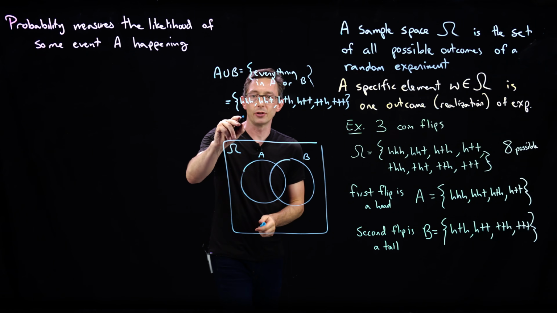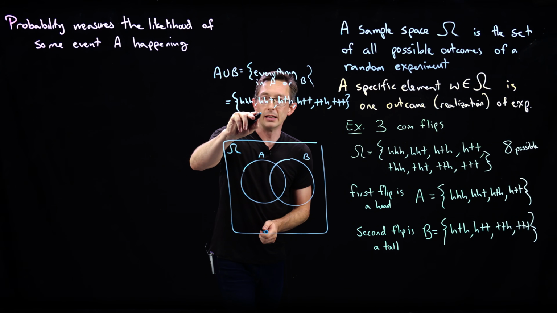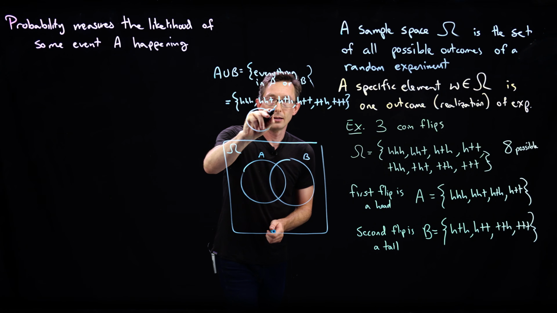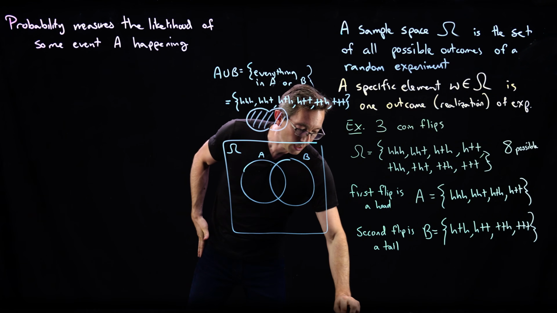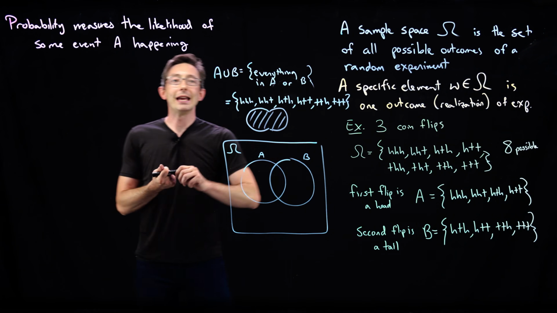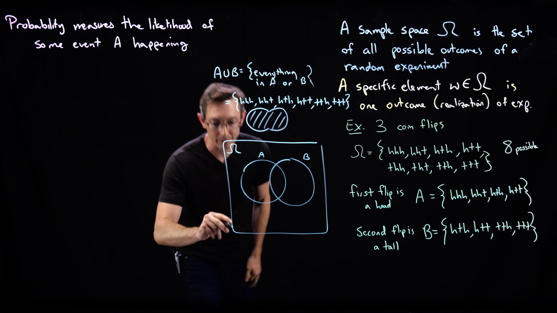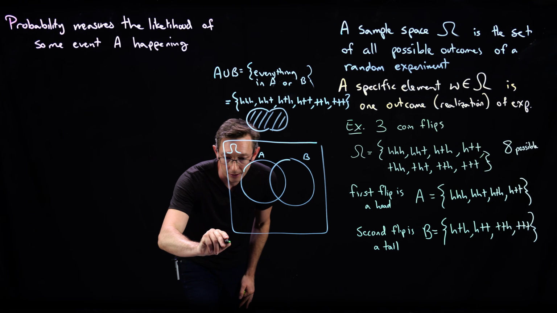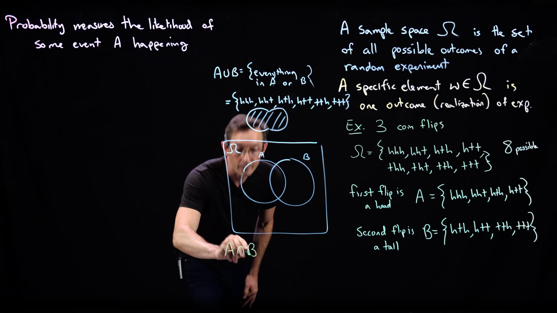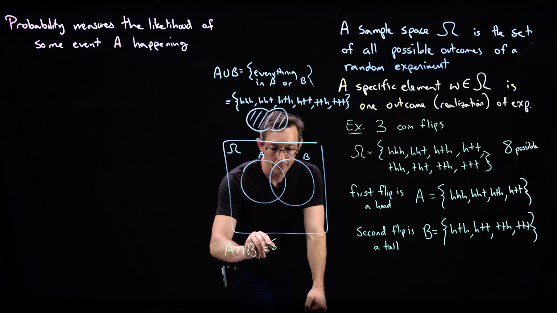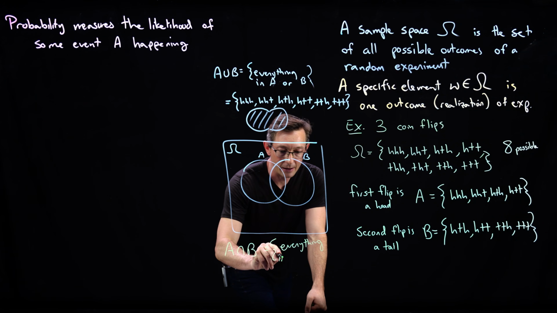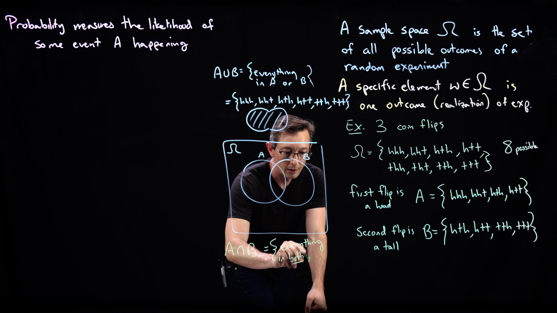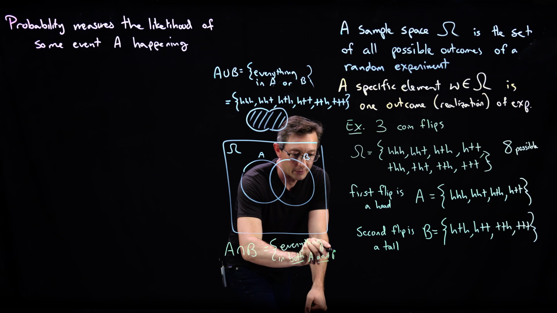So I'm just going to draw that here. Like A or B is this set here of anything in A or in B. Very common sense. I also have the set A and B. So A and B is everything that is in both A and B.